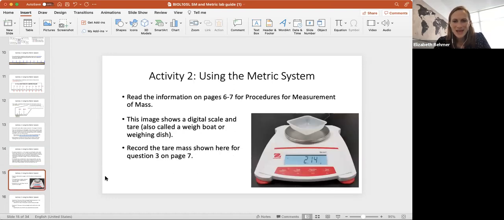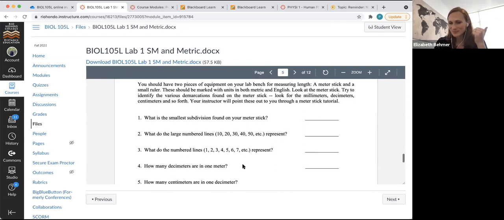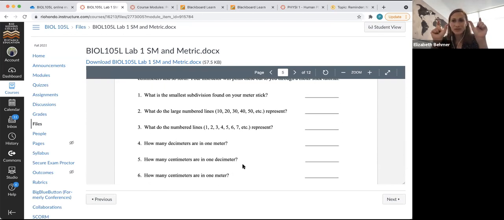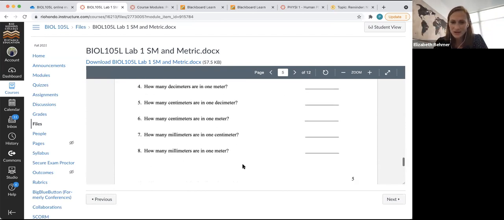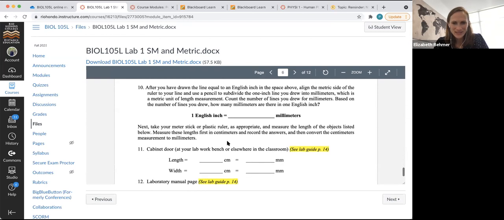All right. Activity 2, another one I'm furthering on, is talking about the procedures for measuring mass. And let me just go back to your worksheet here. So, procedures for measuring length, do these the best you can. Have both the lab guide and the worksheet open at all times, and it'll take you through and work it together. And I'm going to skip ahead a little bit.